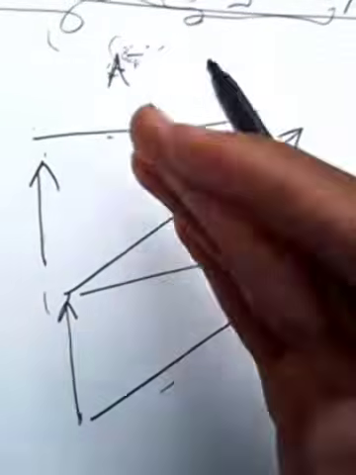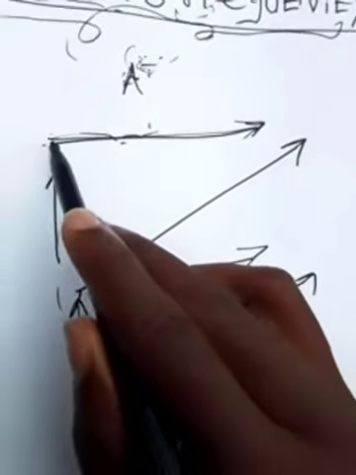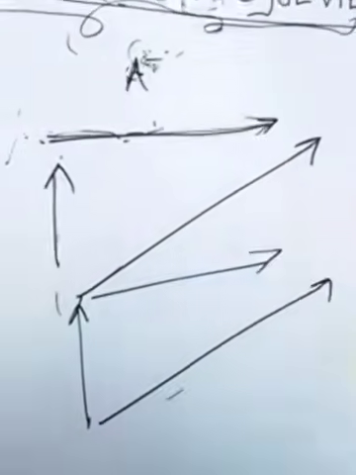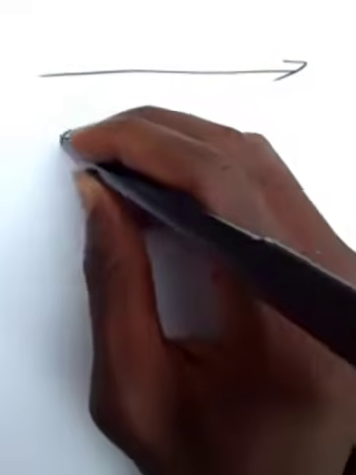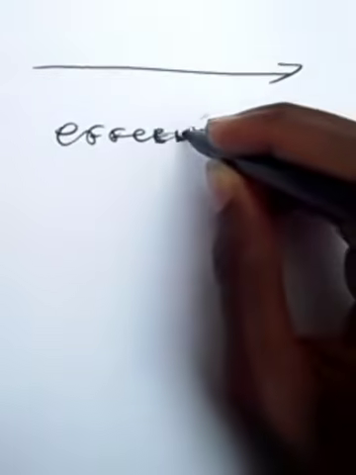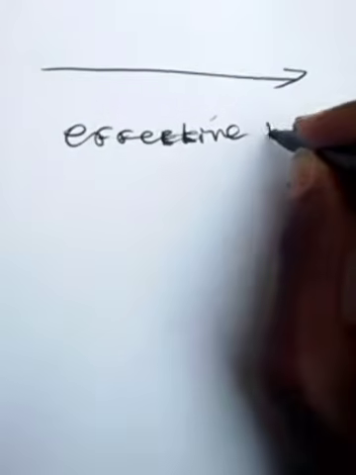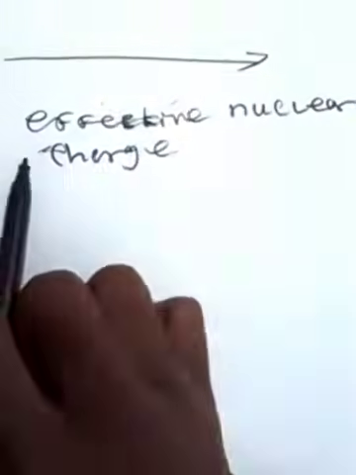Let's look at the reason why. First, let's begin with this trend and explain it. Why is electronegativity increasing as we move from left to right? This is because of what is called nuclear charge. Now, what is nuclear charge? Or let me just write it here. It is called effective nuclear charge. So what is effective nuclear charge?